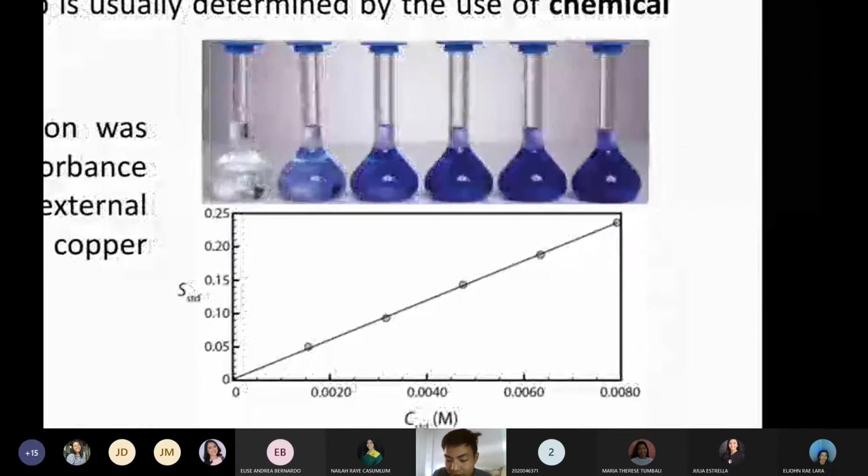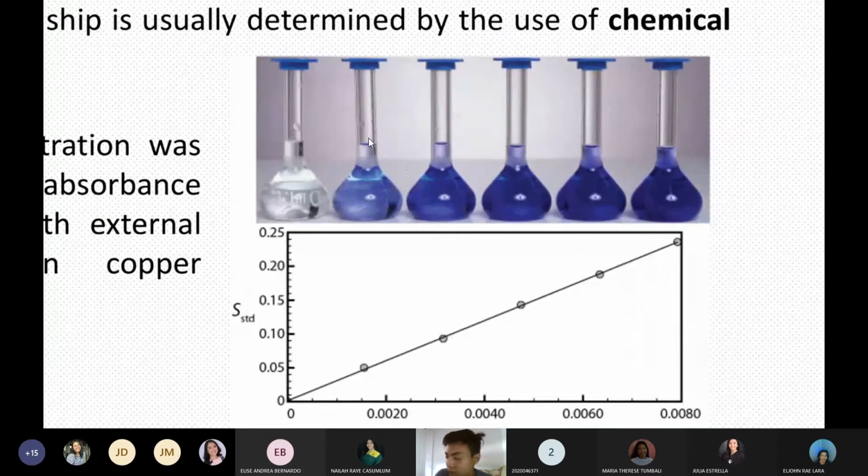Okay. So, kunwari, ito, 0.00175 molar. This one is 0.003 molar, etc. So, you have your standard, no? Ito yung pagbabasihan mo ng response ng instrument sa sample mo. Okay? So, kumbaga, before you analyze your sample, you have to have your calibration first. Okay? So, ano yung calibration?